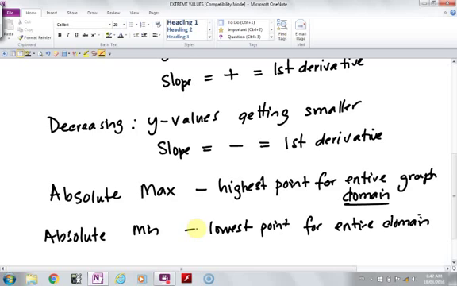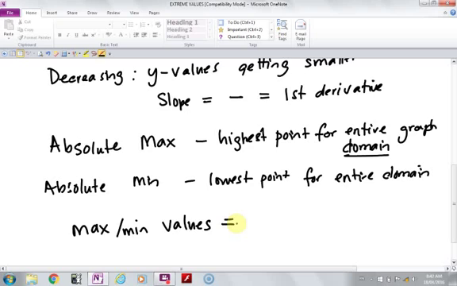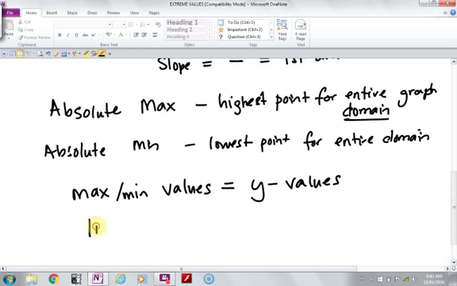Anyways, when we talk about the maximum and minimum values, what is it that we are specifically referring to? The biggest value of the graph, we are asking you to find but which one, the x or the y? It's the y value, okay? And the location of those maximums and minimums, that's the x value.